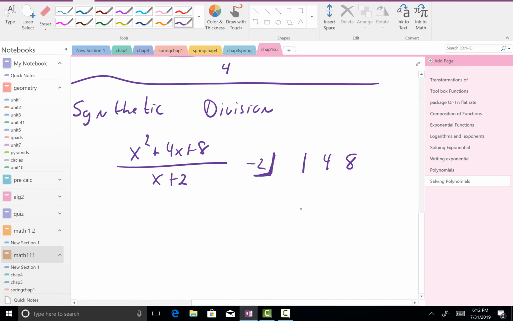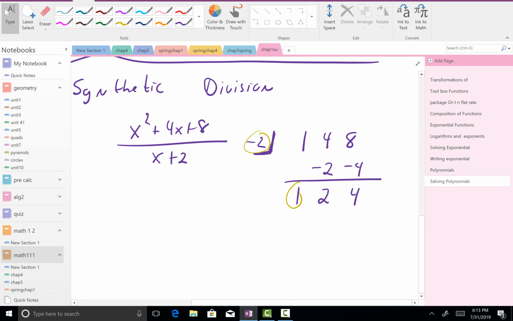So now here's how synthetic division works. First thing you do is you bring this 1 down. So that 1 comes down like that. Now you're going to multiply the negative 2 and the 1. So we're going to multiply those, and that's going to give us a negative 2. So now I add these. So 4 and negative 2 give me a 2. And I multiply again. So negative 2 times 2 is negative 4. And I get a 4.